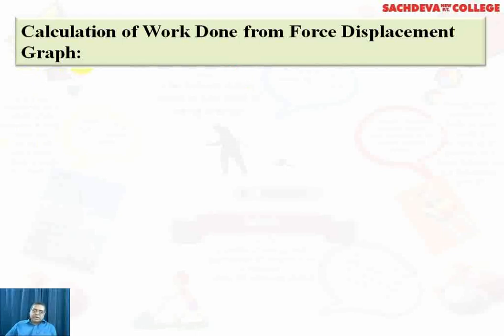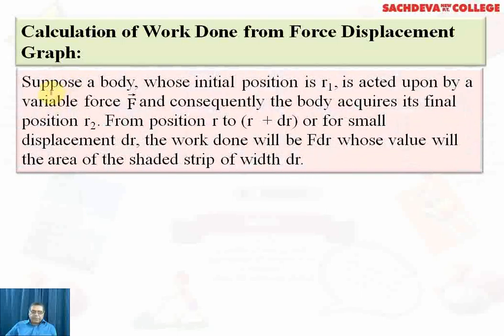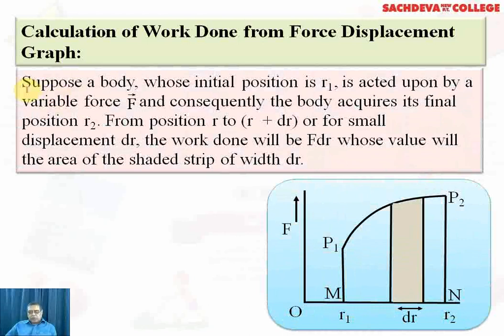Now we have to come towards the graph, with displacement on one axis and force on another axis. We have to make the calculation graphically for the work done. So, here the statement is given and the graph is shown to us. Suppose a body whose initial position is R1, indicated in the figure at M, is acted upon by a variable force F, and consequently the body acquires its final position R2. So when we apply the force, the body goes from R1 to R2.